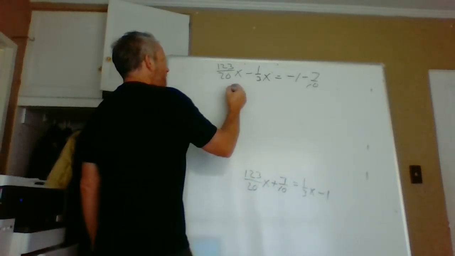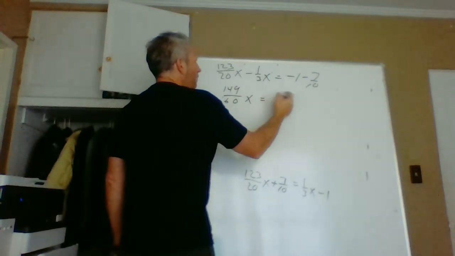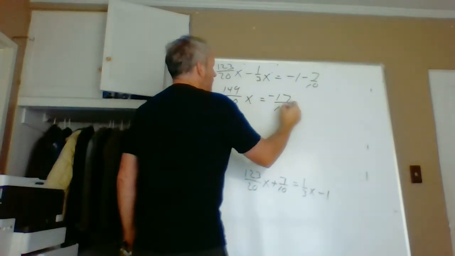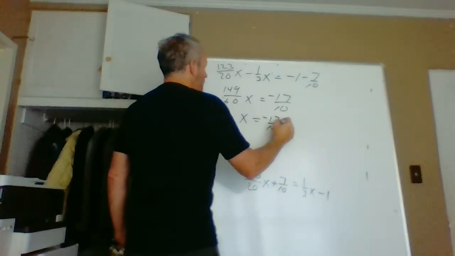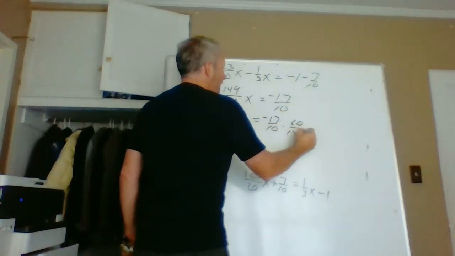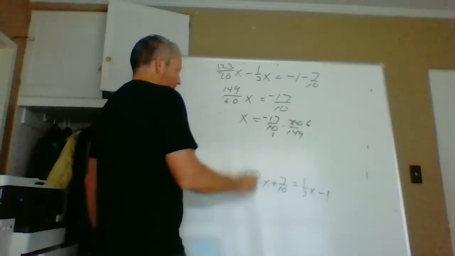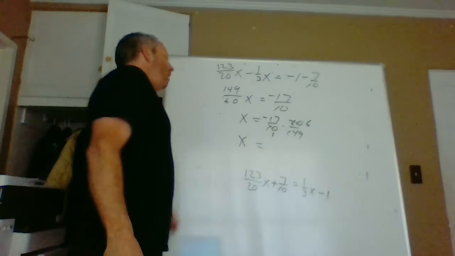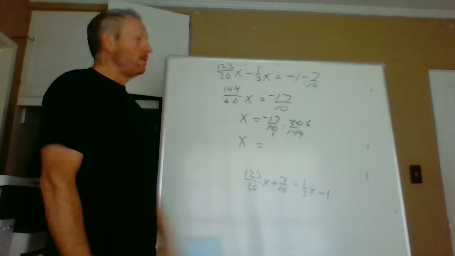So at any rate here, 149 over 60 x equals negative 17 over 10. We'll flip and multiply, so negative 17 over 10 times 60 over 149. At least we get a little bit of canceling here. 10 goes in there once, 10 goes in there 6 times. So x equals, wait, before I continue, maybe 17 is a prime number, but maybe 17 goes into 149.